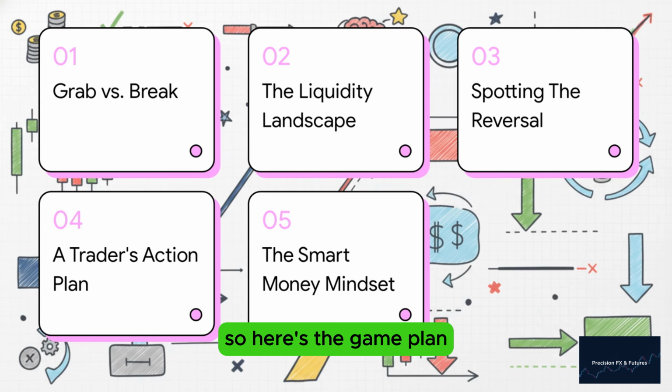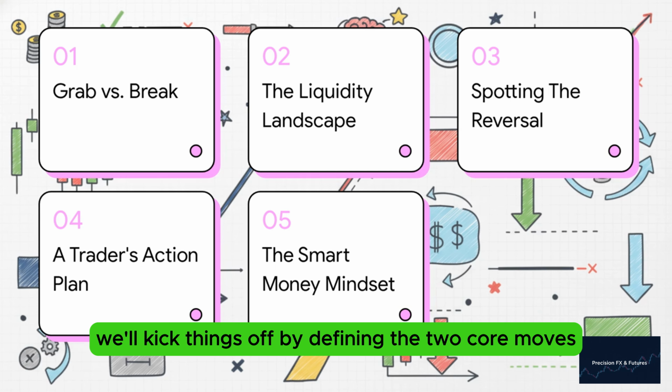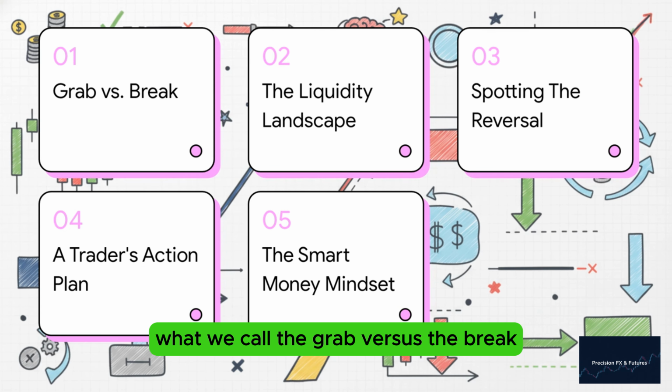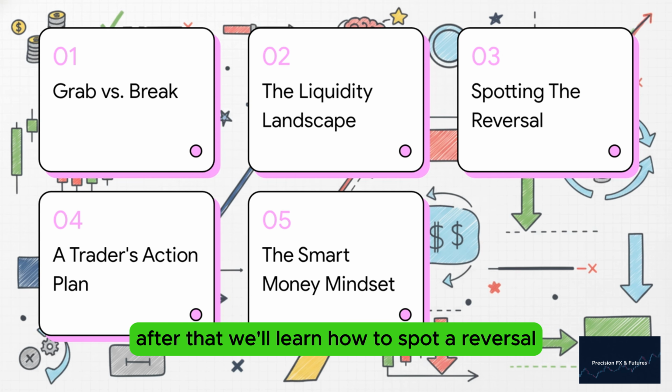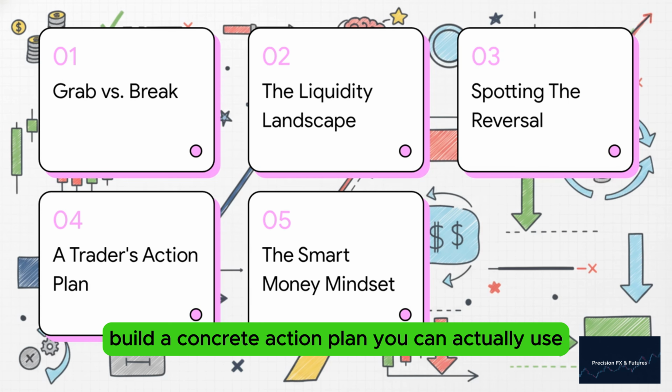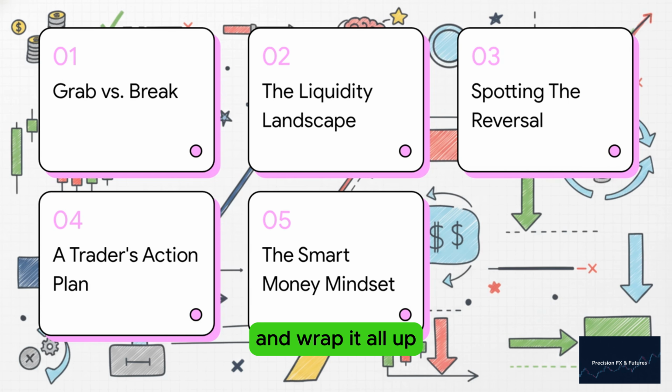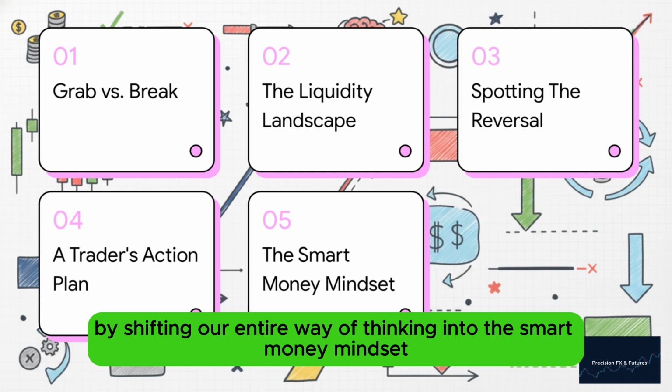So here's the game plan. We'll kick things off by defining the two core moves, what we call the grab versus the break. Then we'll map out the liquidity landscape where all this action takes place. After that, we'll learn how to spot a reversal, build a concrete action plan you can actually use, and wrap it all up by shifting our entire way of thinking into the smart money mindset.